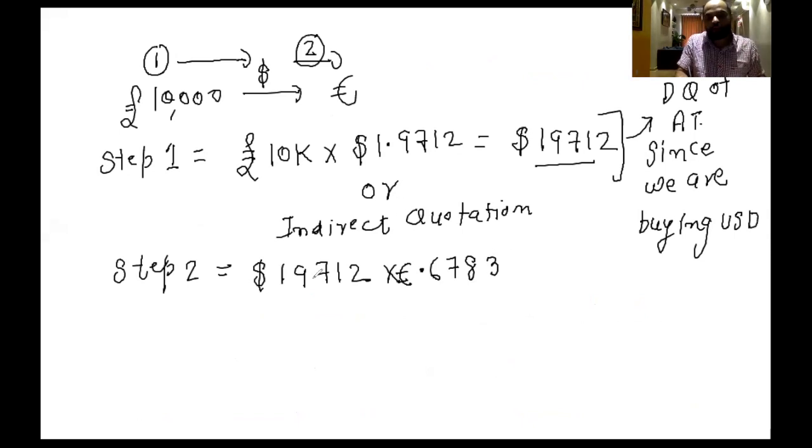right? Which means the value of 1 euro equals that many dollars. So we are buying it. So if you multiply by this, you will get 13,370.65 euro.